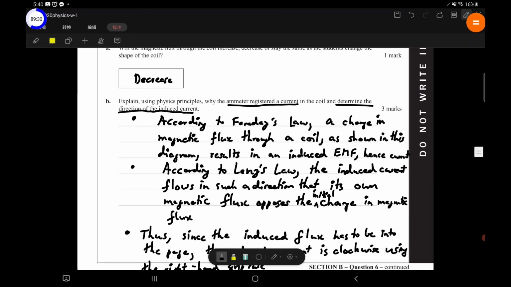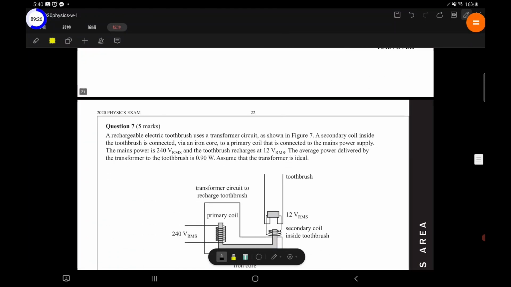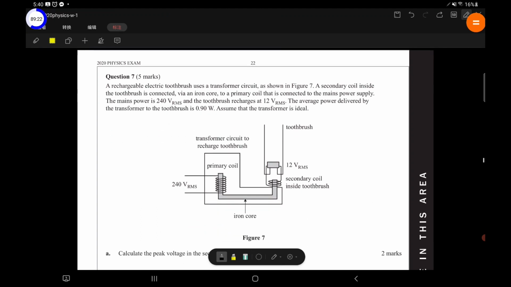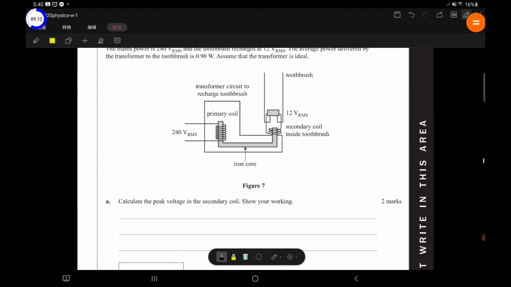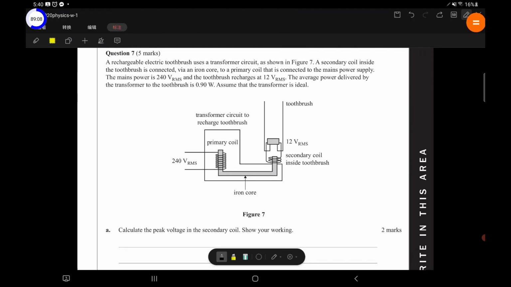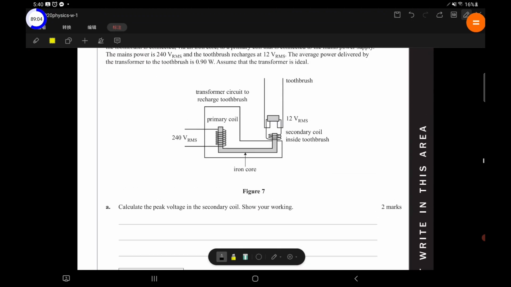All right, luckily we've already done question 6, so that should definitely give us confidence when we are progressing through this exam. And moving on, we have another Lenz's law electromagnetism related question, this time to do with transformers. All right, so this is an interesting diagram. I actually don't remember this to be honest, so hopefully I don't make any mistakes, but yeah.